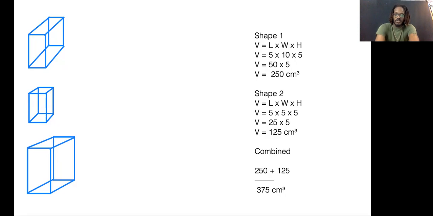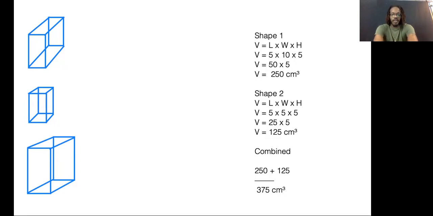Okay, so here we go. 3 shapes. Let's do shape 1. Shape 1 has a length of 3 times a width of 1 times a height of 2. 3 times 1 is 3. Bring down the times 2. 3 times 2 is 6 cubic units.